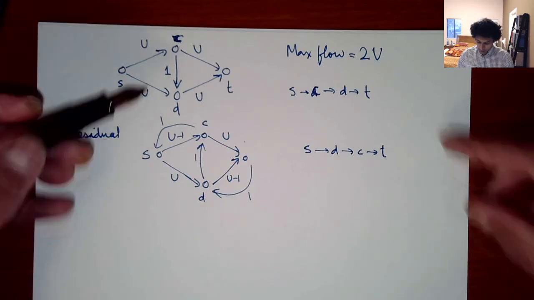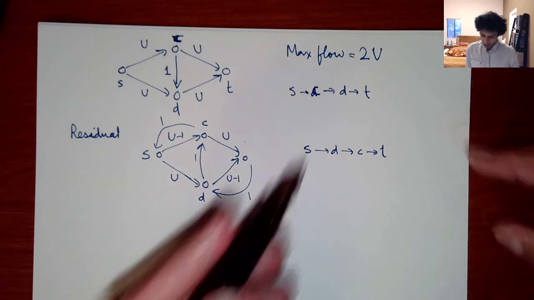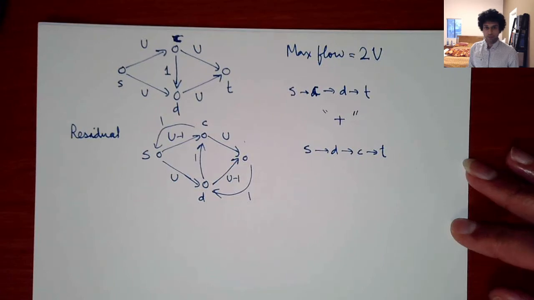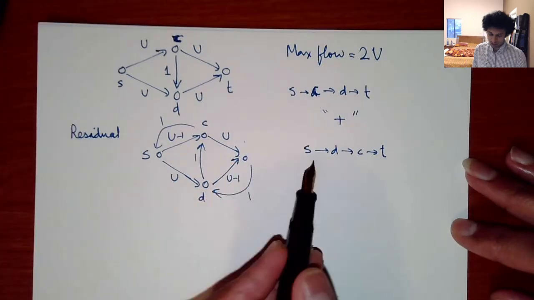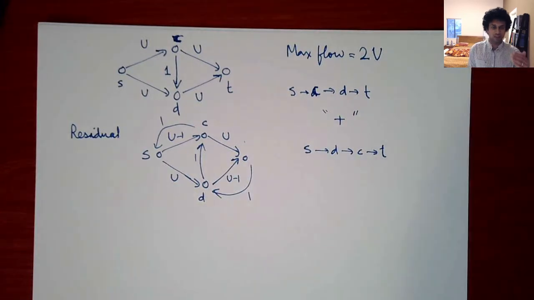Now, if you think about what is the net effect of sending both of these, when you add these things up, that's just sending 1 unit of flow from S to C to D and S to D to D. Because the CD flow and the DC flow are cancelling each other out, because they're going in opposite directions. So if you add them, they're cancelling each other out.